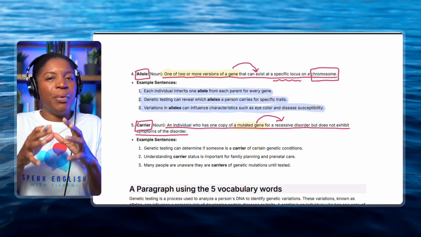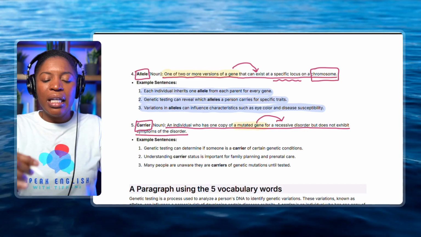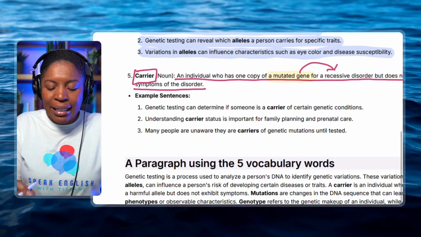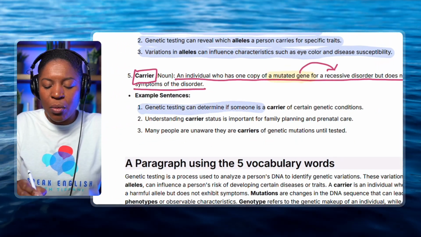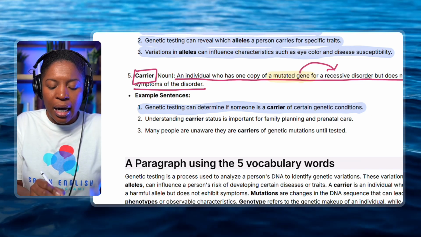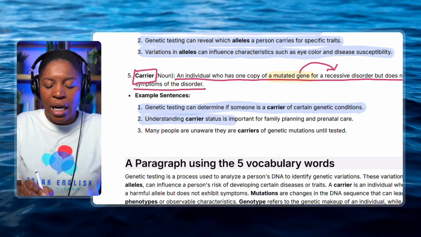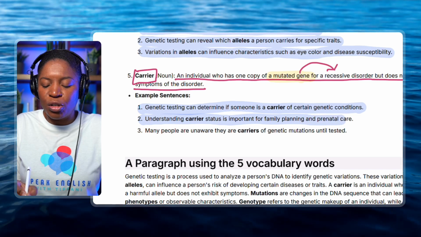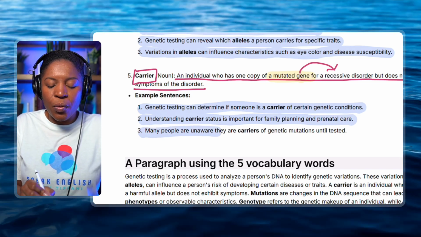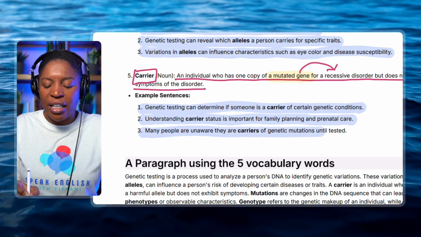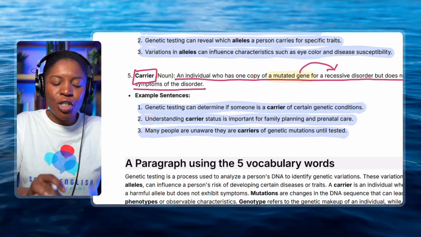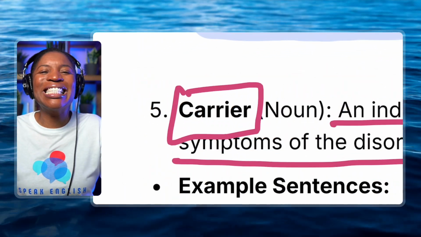So now, again, we understand the meaning of carrier. So let's check out the example sentences. Here we go. Genetic testing can determine if someone is the carrier of certain genetic conditions. Next, understanding carrier status is important for family planning and prenatal care. And finally, many people are unaware they are carriers of genetic mutations until tested. You got it? Yes. So once again, our fifth term is carrier.